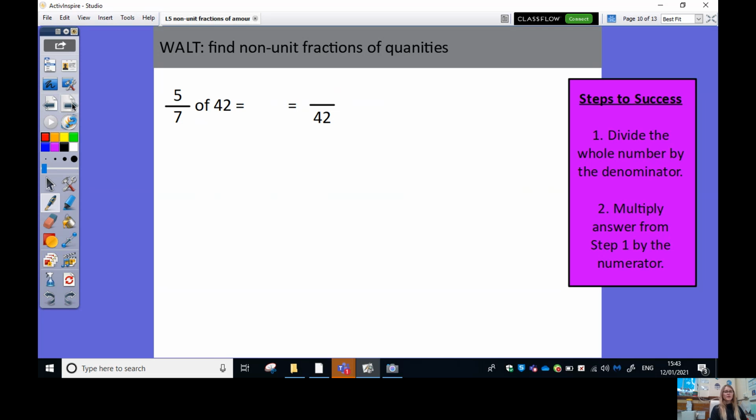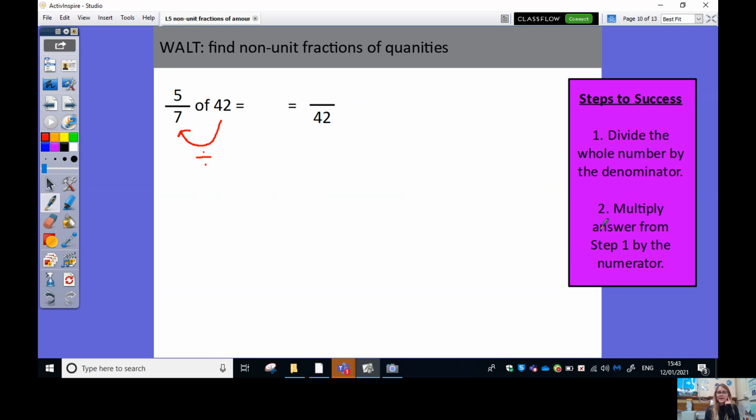So I'm going to do 5/7 of 42 this time. Let's have a look. So step 1, divide the whole number by the denominator. So 42 divided by 7. Now I'm going to do this in my head this time. So I know 42 divided by 7 equals 6. So I'm going to keep the answer 6 in my head.